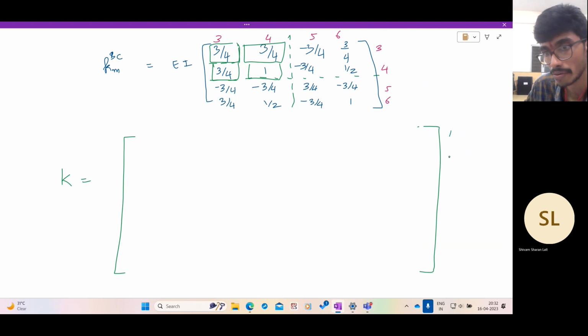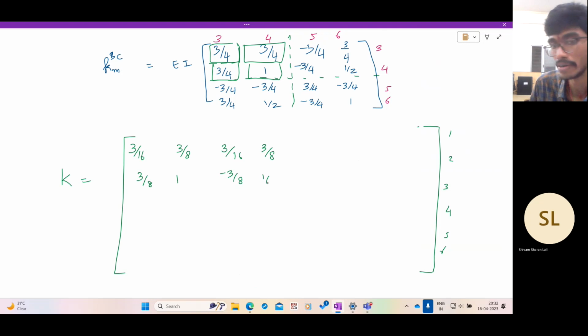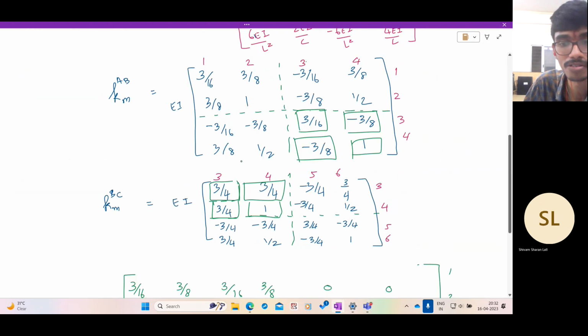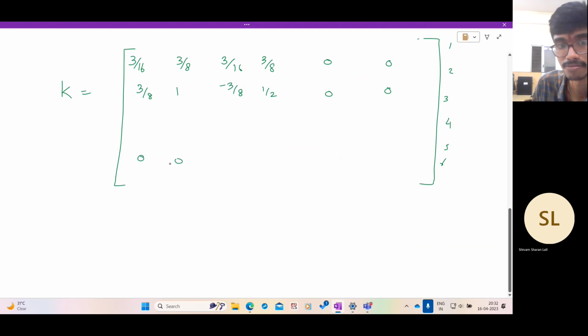So here you have 1, 2, 3, 4, 5, and 6. And the values are 3 by 16. So the first thing is unchanged, 3 by 16, 3 by 8, 3 by 8, 1. The first submatrix is unchanged. Even this is unchanged, 3 by 16, 3 by 8, minus 3 by 8, 1 by 2. The rest are zeros. Because why? You can see 1, 2 is not interacting with 5, 6 by any direct member. So those are zeros. By symmetry, these are also zeros. And by symmetry, these are also 3 by 16, 3 by 8, minus 3 by 8, 1 by 2.